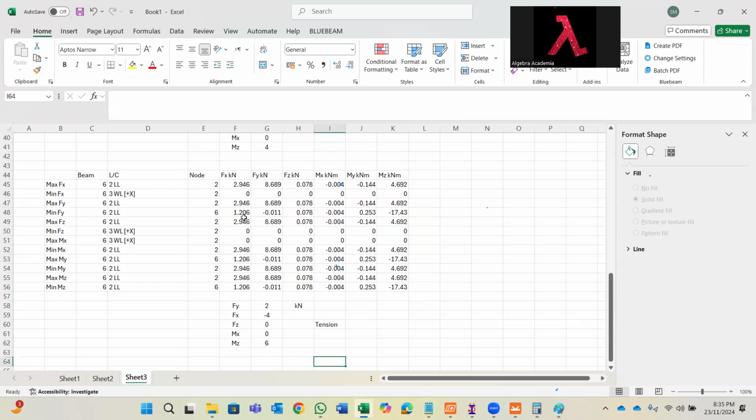Then I'll go for shear. Yeah, 5. And this is talking about 3. Yeah, 3 here. And Fy, which is 9. Okay, fantastic. Okay, 9.